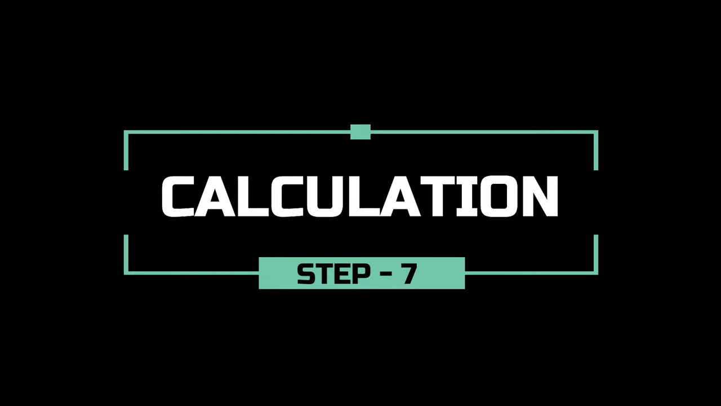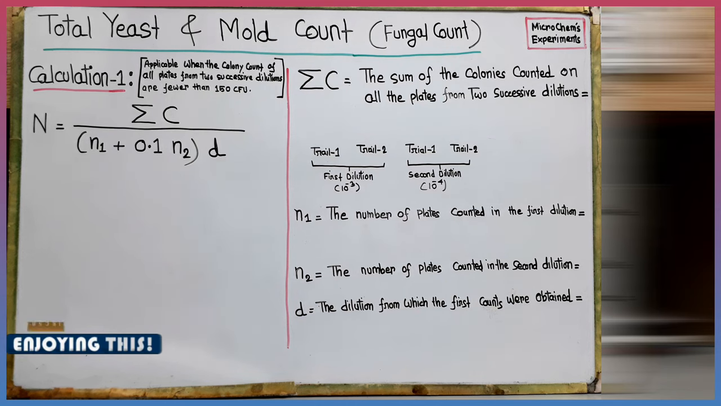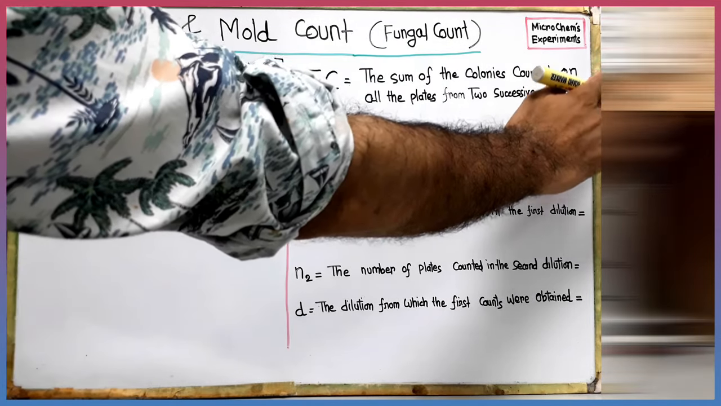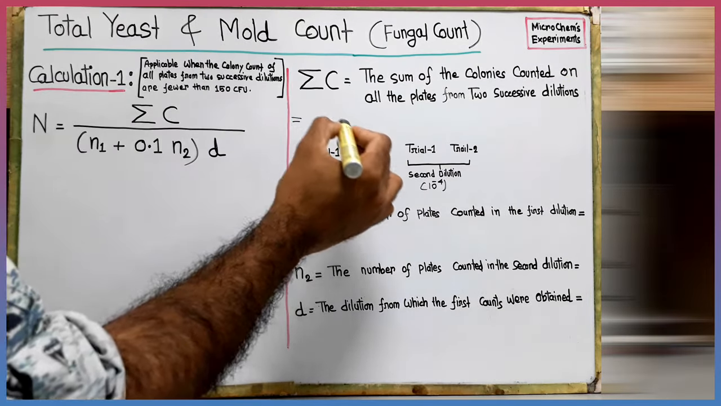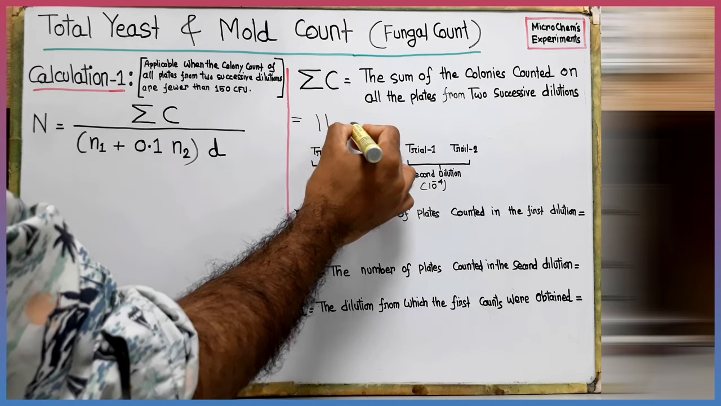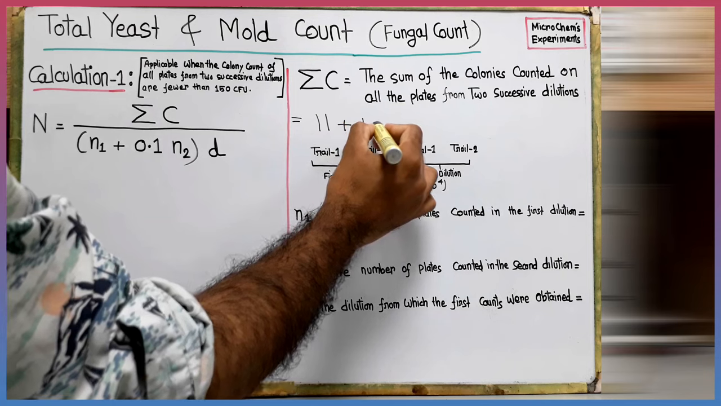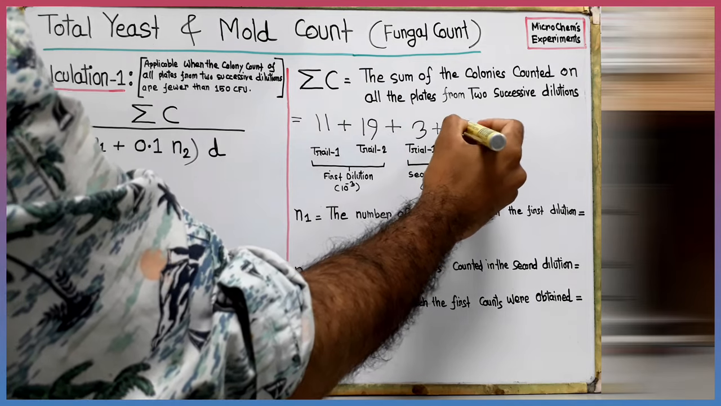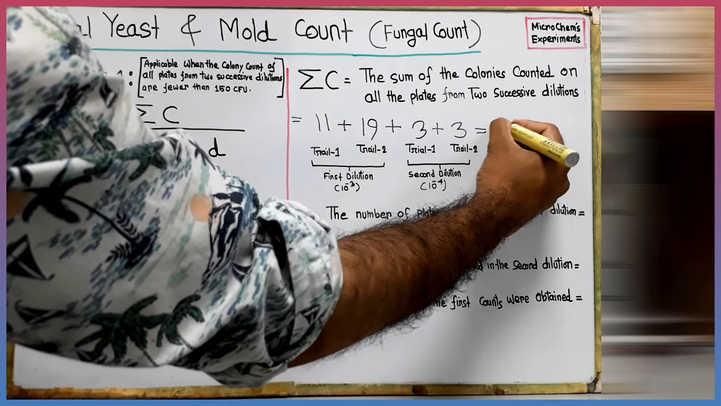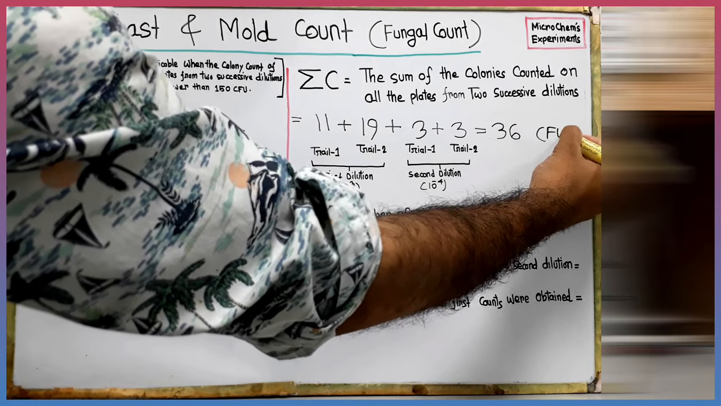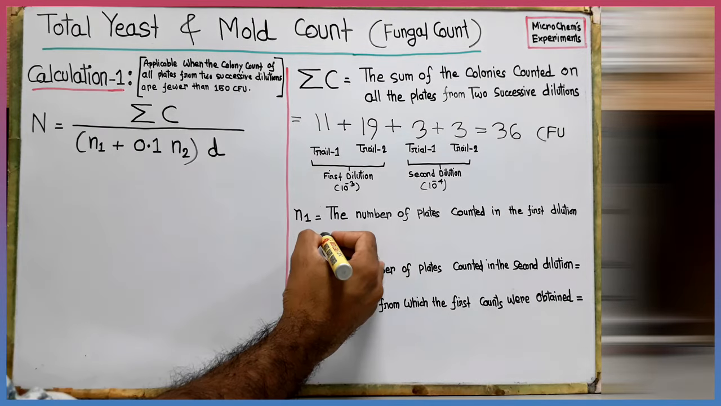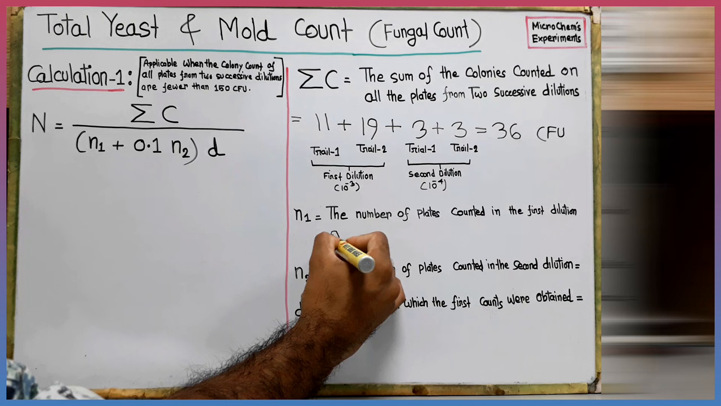Let's calculate total yeast and mold or fungal colony for the tested sample. We found 11 CFU in trial 1 and 19 CFU in trial 2 of 10 inverse 3 dilution. And we found 3 CFU in both trial 1 and trial 2 plates of 10 inverse 4 dilution. Total fungal colonies in 2 successive dilutions is 36 CFU. Number of plates of first dilution is 2 because we counted trial 1 and trial 2 of 10 inverse 3 dilution.